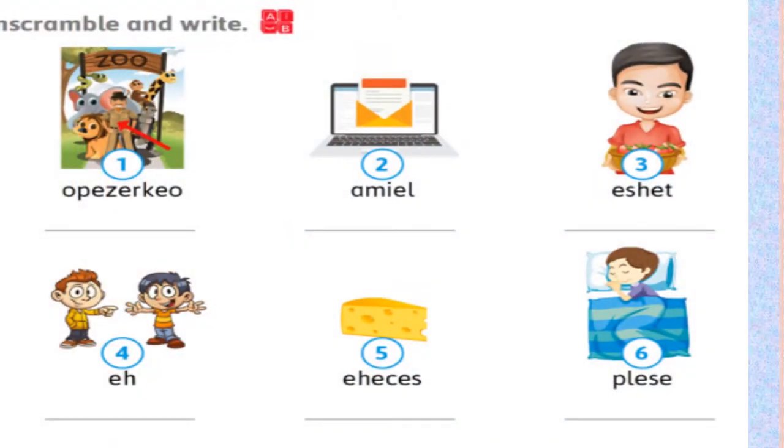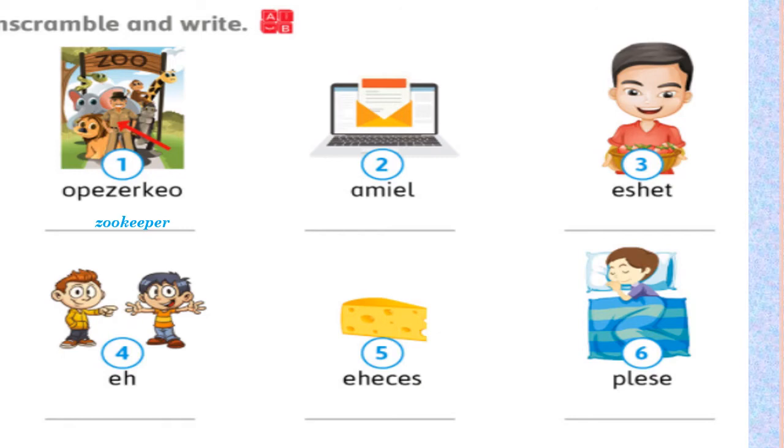Students, now on the same page in our workbook, page 32, we have exercise number 3. Unscramble and write. Rewrite the spelling of this word correctly. We will start. Number 1, who can solve this exercise? What do you think this picture is about? Who can solve this, my students?